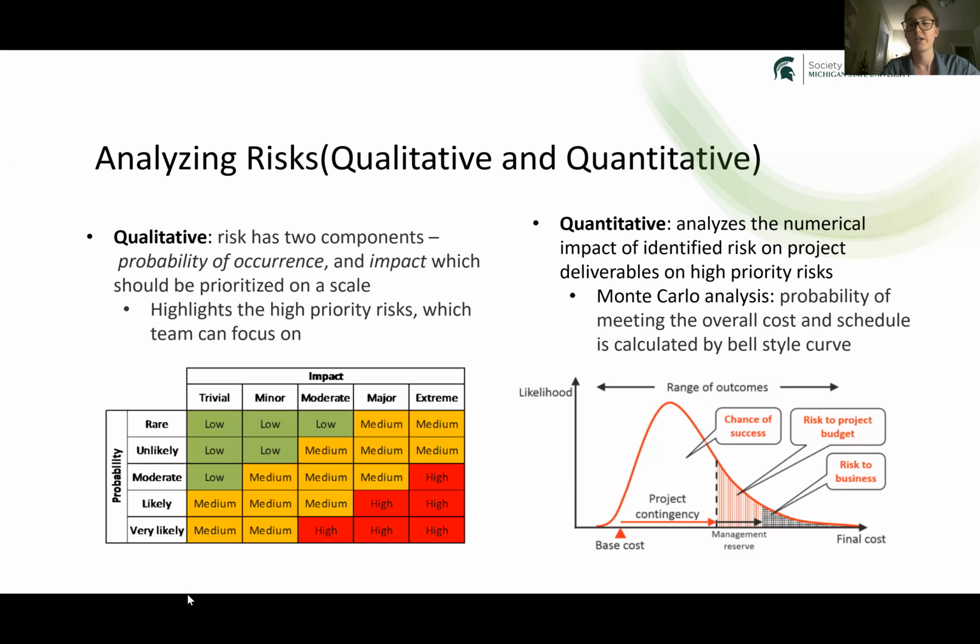And also by contrast, you can do a quantitative risk analysis, which looks at the statistical analysis of your identified risks on an overall project. So an example would be this Monte Carlo analysis, which is a bell style curve looking at overall costs and scheduling.